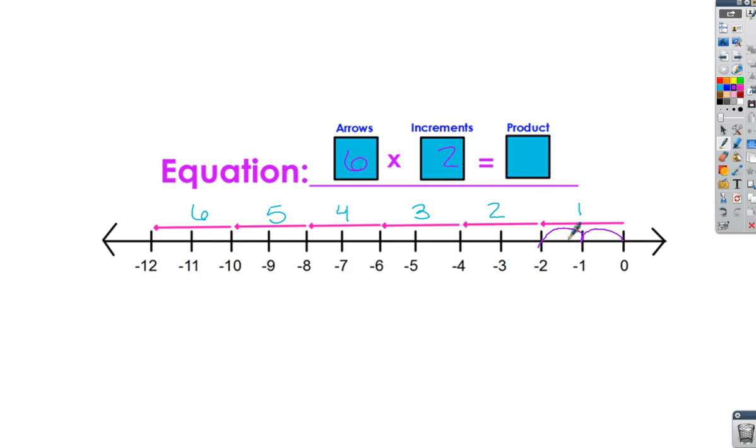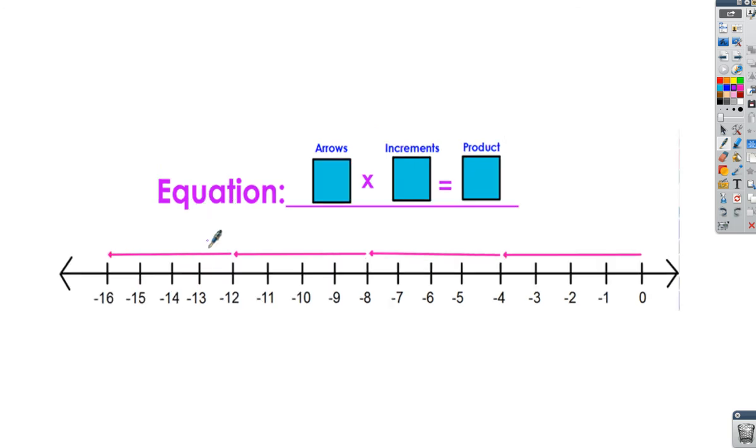But think, we're going to the left. When we go to the left, that means that we're going negative. When we go to the right, that means positive. So our increment is actually negative 2. So we have 6 times negative 2. Well, 6 times 2 is 12. And a positive times a negative is a negative. You also see where we stopped on our number line. We stopped at negative 12.